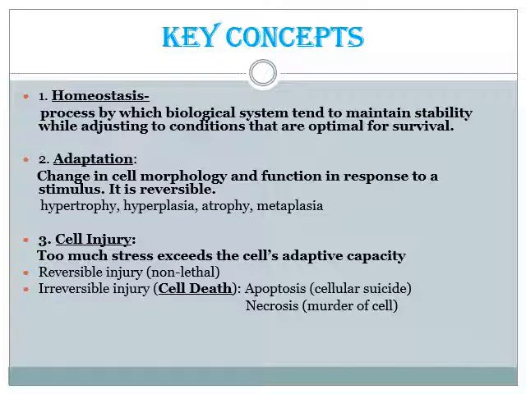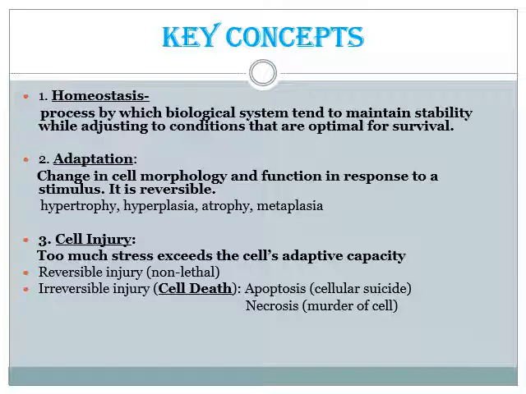Next one is adaptation. It is the ability of the body to cope with stress. So we can say it is a change in cell morphology and function in response to a stimulus. It is a reversible process. It is of three types: increase in stress, decrease in stress, and change in stress. We will discuss adaptation in our other slides.